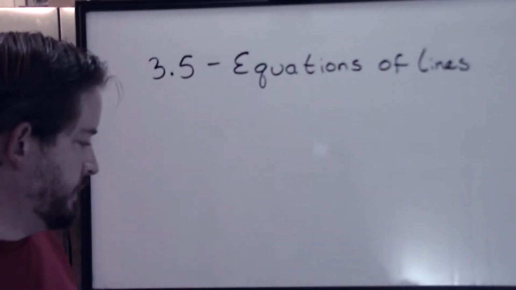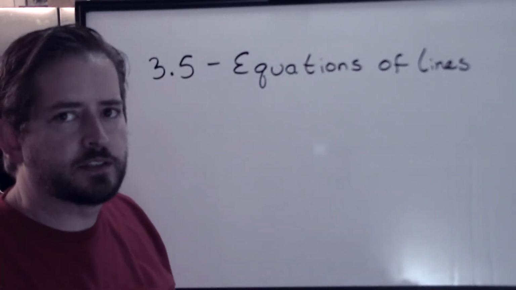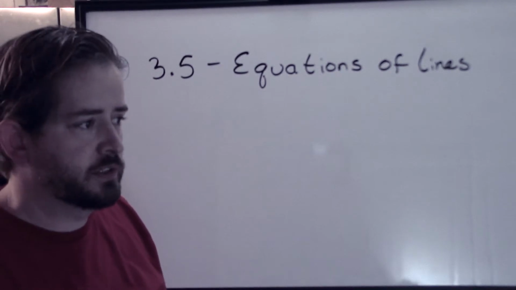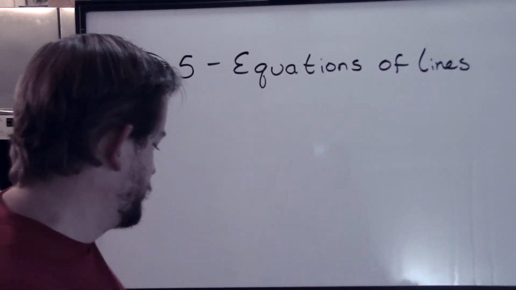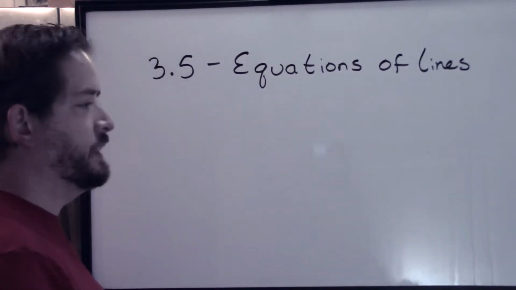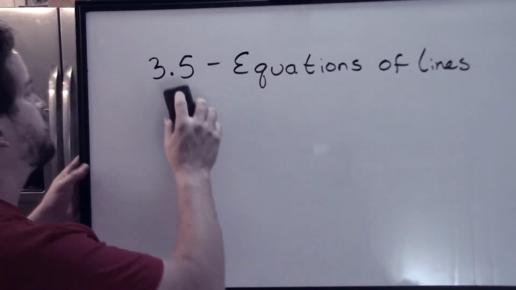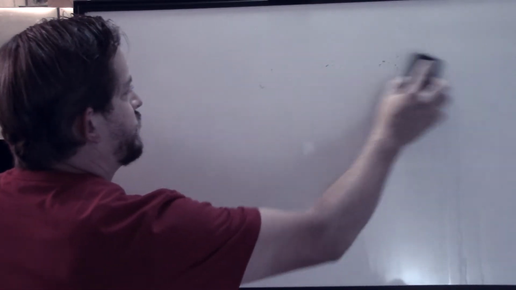Okay, welcome back. This is section 3.5, which is on the equations of lines. So we're going to see a couple of different ways to write the equation of a line. And we've seen the first a couple of times already. The first is that slope-intercept form.